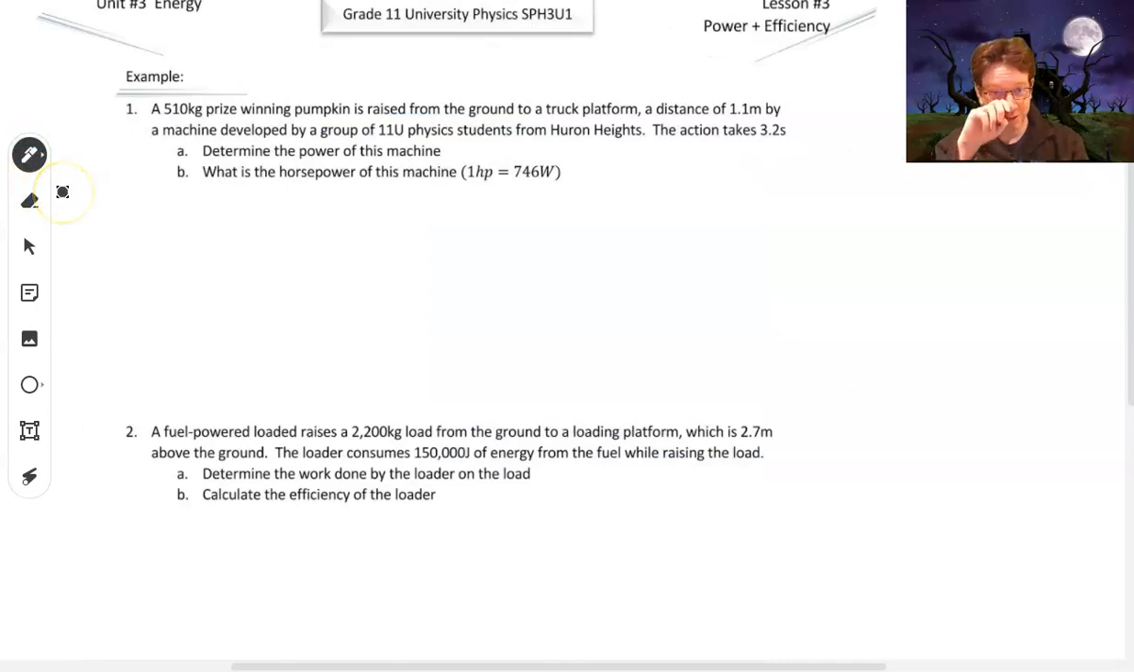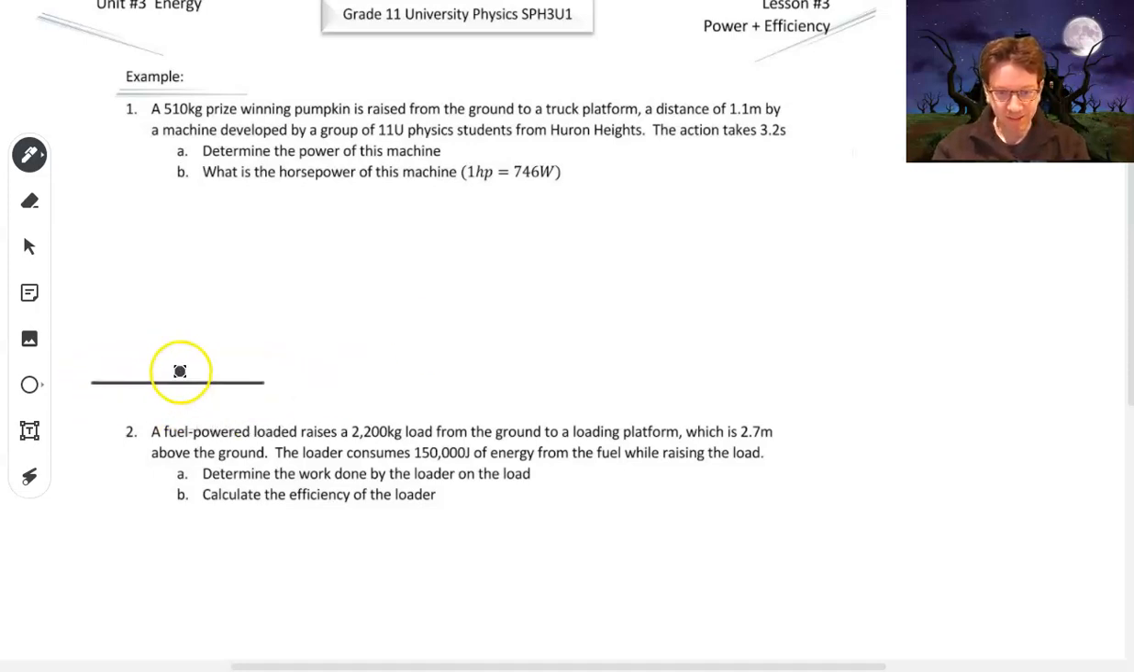So going over our first problem, here we have a 510 kilogram prize-winning pumpkin raised from the ground to a truck platform, a distance of 1.1 meters, by a machine developed by a group of, hey, good job. Now the action takes 3.2 seconds. So let's draw what's happening.